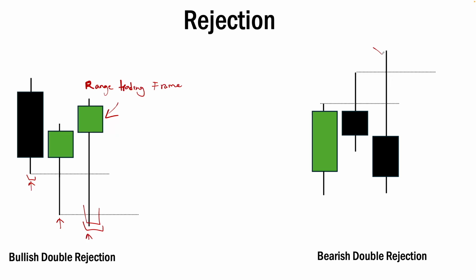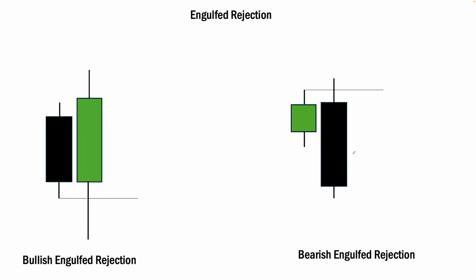Again, around even this area here, you can see that we have the double rejection, where price manipulates this high, and also around this area here. So let's look at another one. This is an engulfed rejection candlestick pattern.